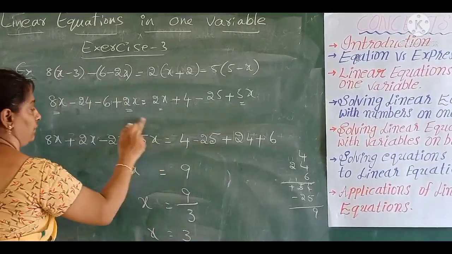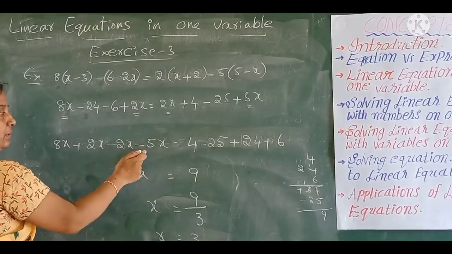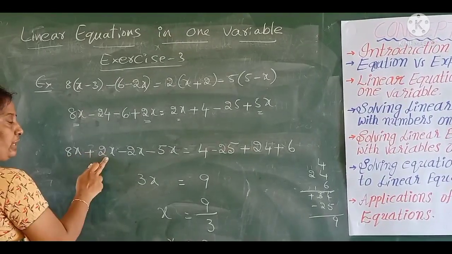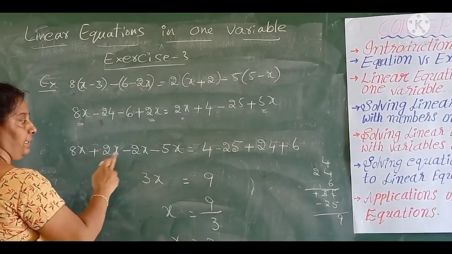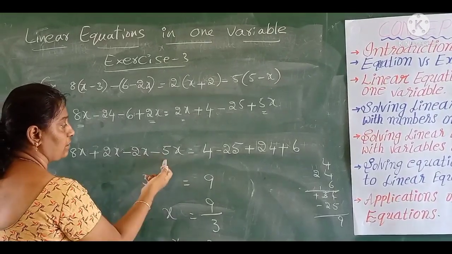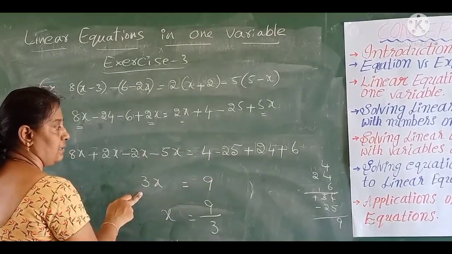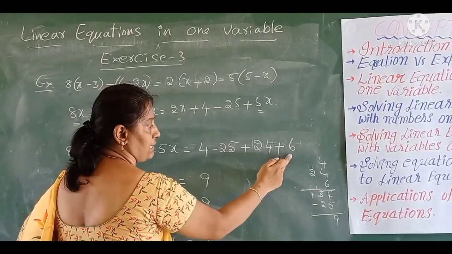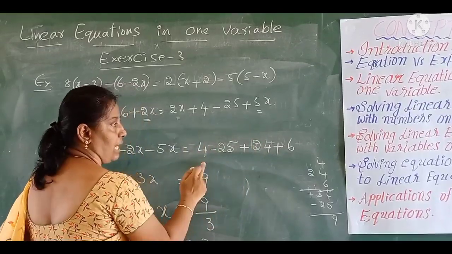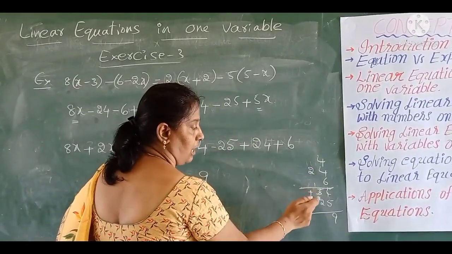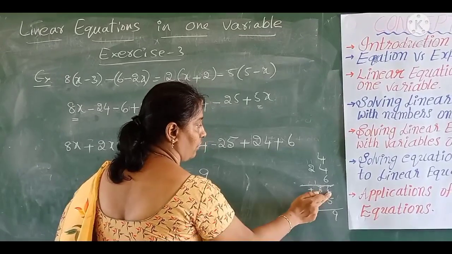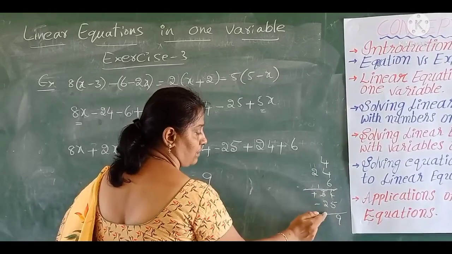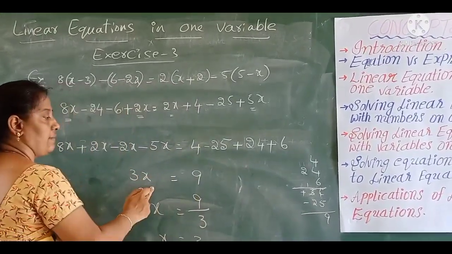To solve, we have 4 variables. We have to add: 8 plus 2 is 10; 10 minus 2 is 8; 8 minus 5 is 3x, is equal to the positive numbers 4, 24 and 6. So 3 positive numbers came; we have to add the 3 numbers. How much do we get? 34. We have to subtract negative 25. So how much do we get? 9. So 3x is equal to 9.